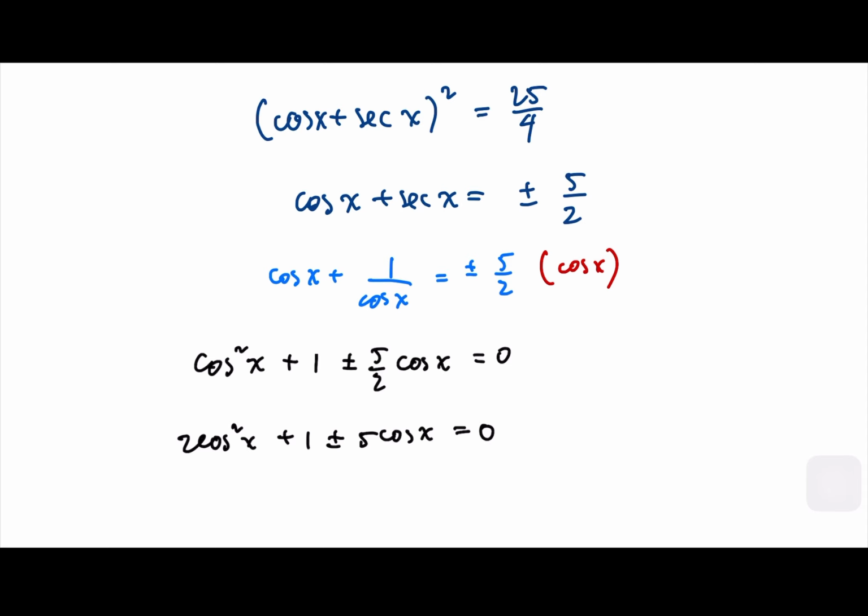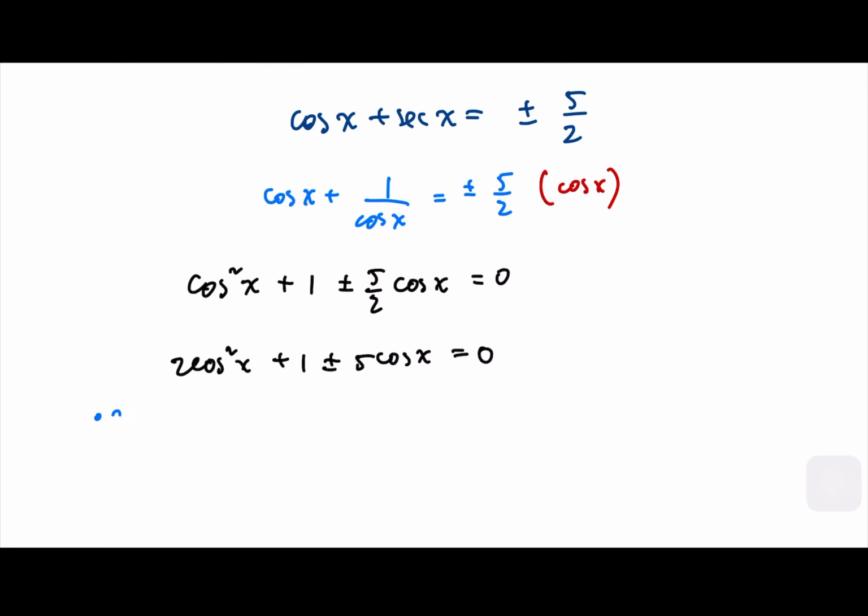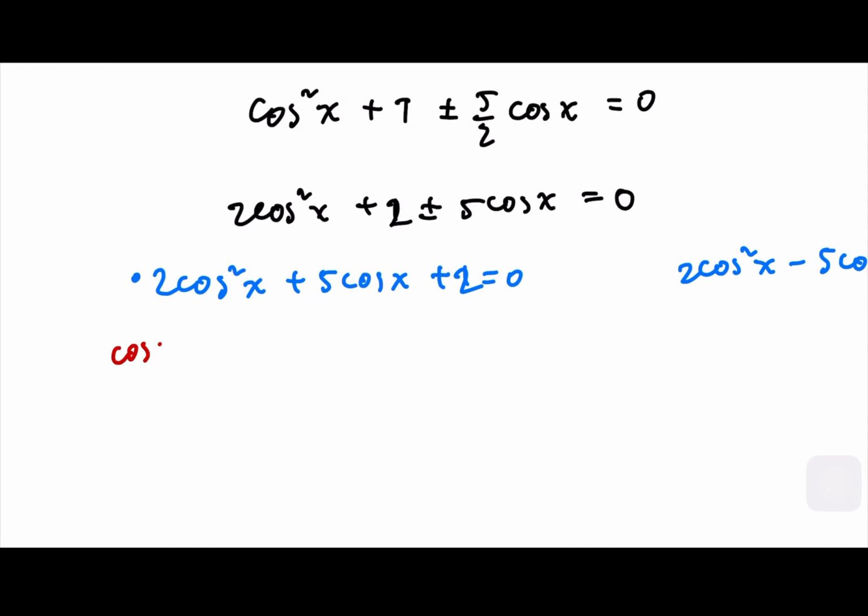So we will have two equations. Sorry, it should be 2. Okay, now this is correct. Next, we imagine this becoming y. 2y squared plus 5y plus 2.